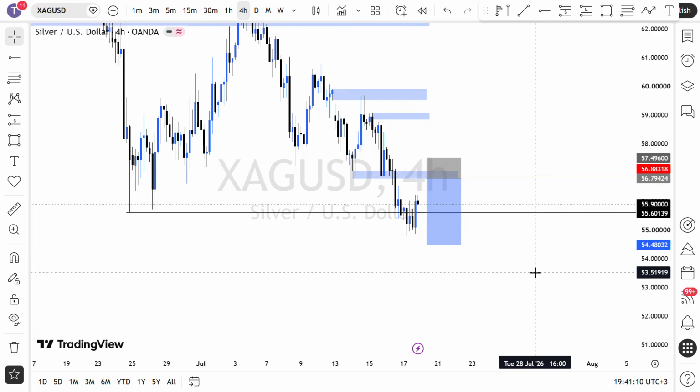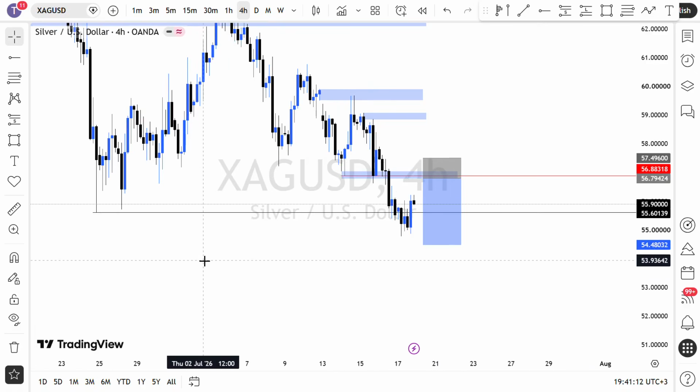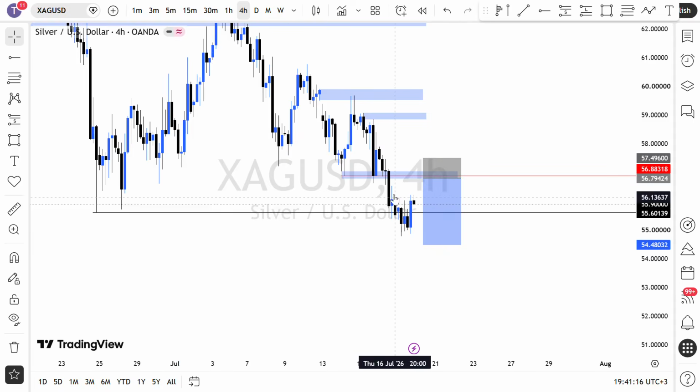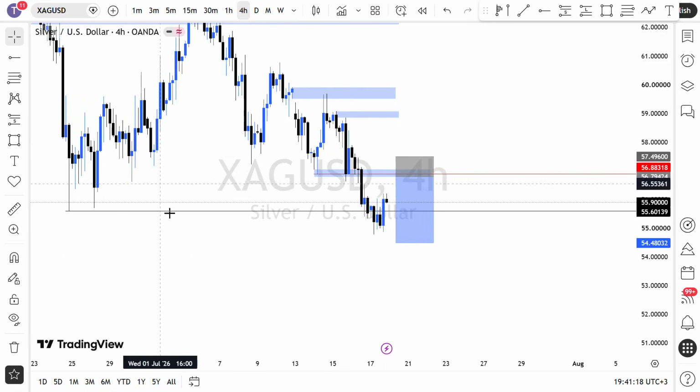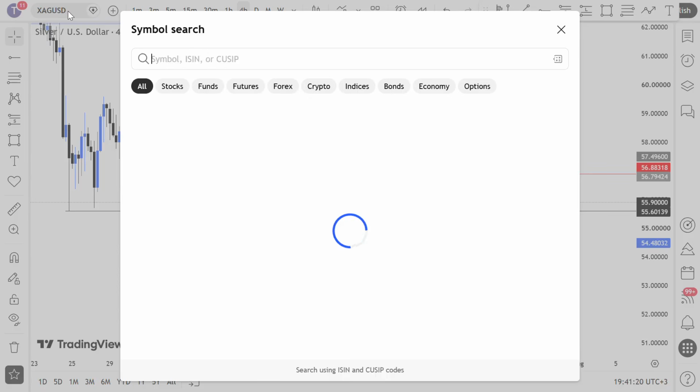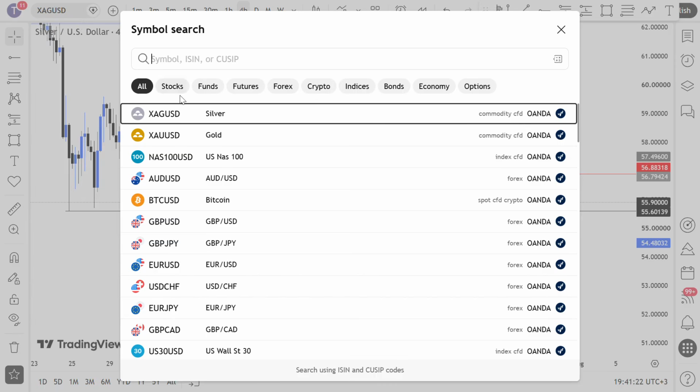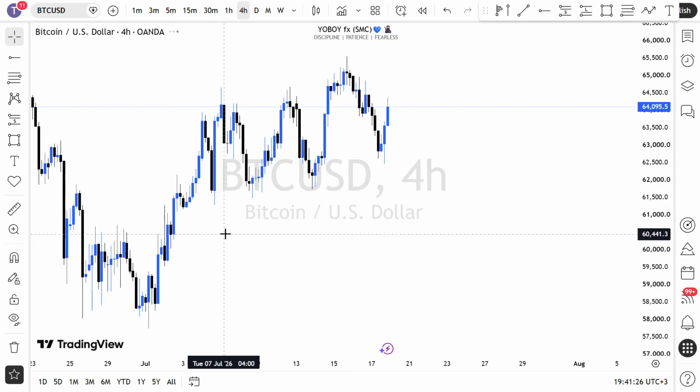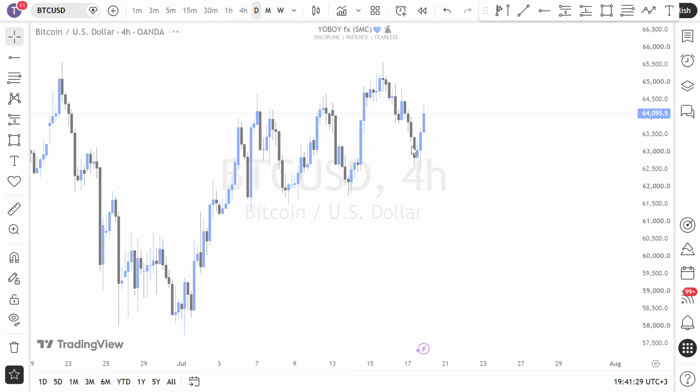So I also have another pair. That is my opinion on silver, because we don't have any clear point of interest. That is what I expect from silver. So I also have BTC USD. So today let us analyze BTC USD.